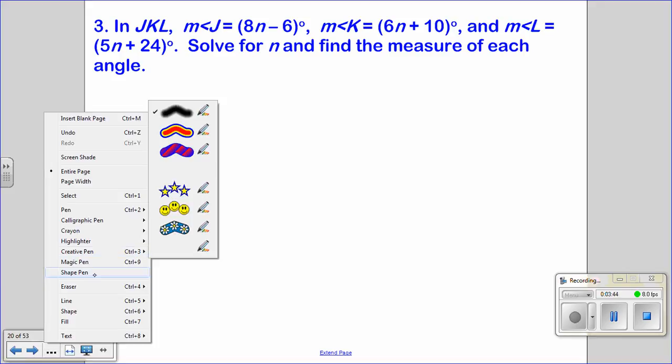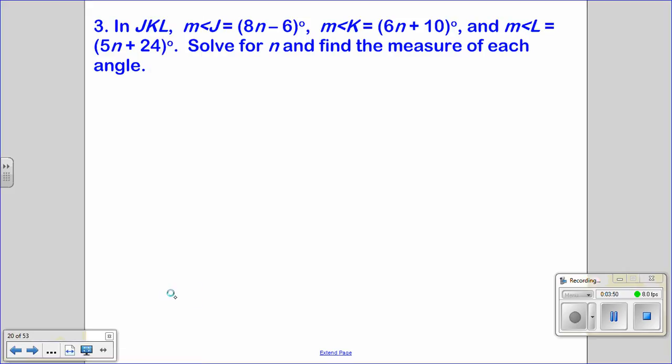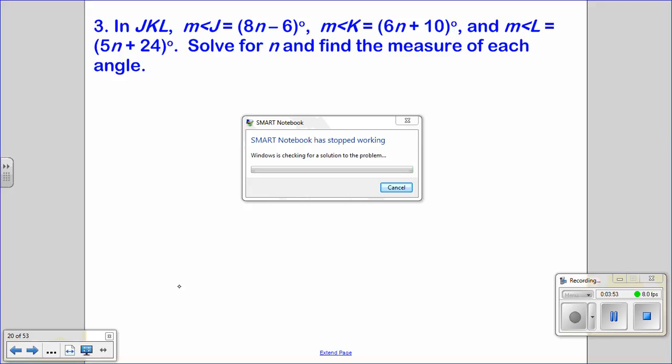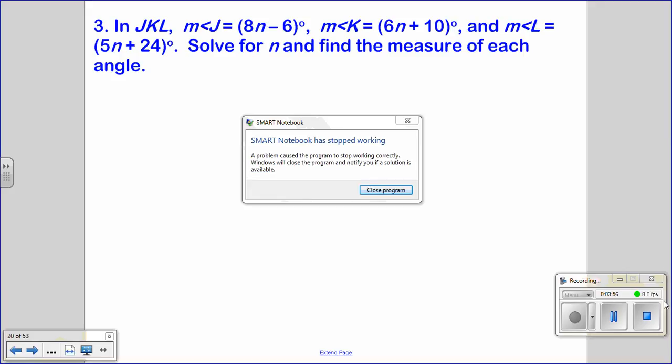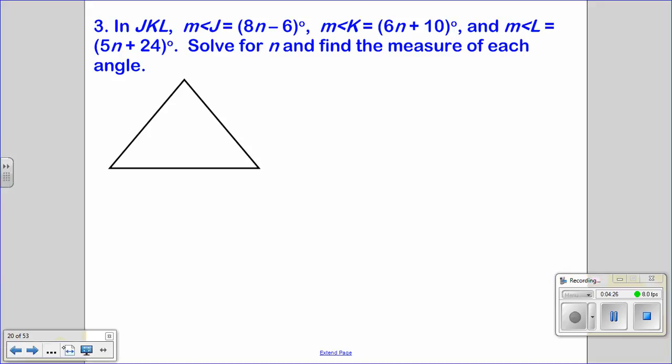So let's draw ourselves a triangle. I apologize, the computer was acting up. Alright, so we're going to draw our triangle. Again, I apologize for the technical difficulties. Alrighty, so we were drawing triangle JKL.